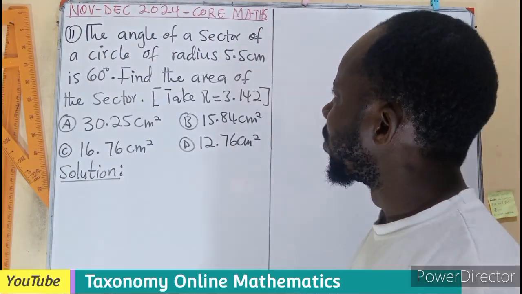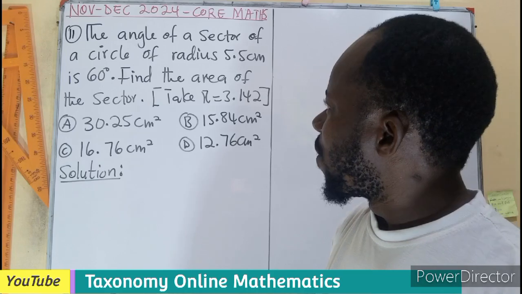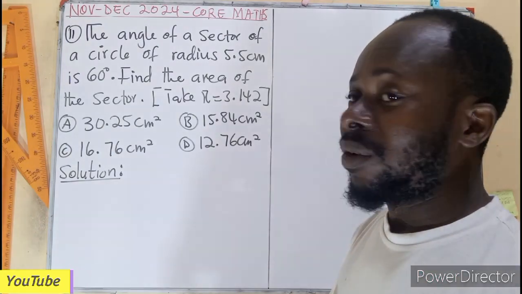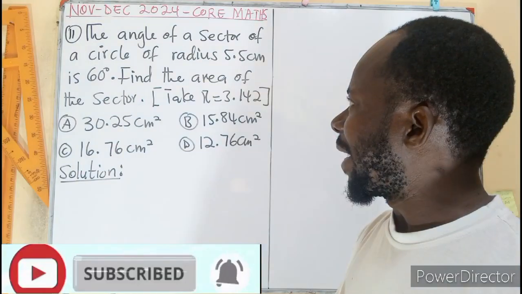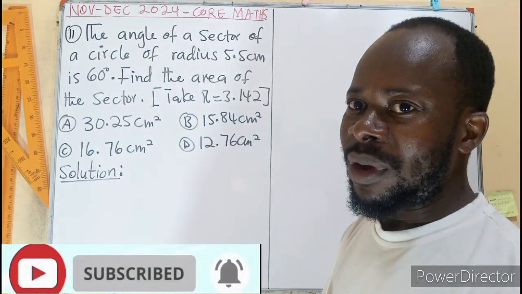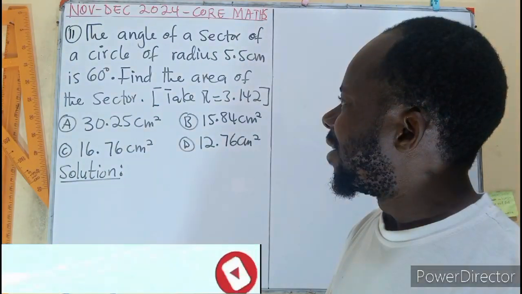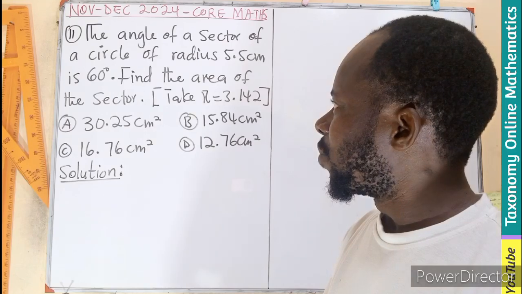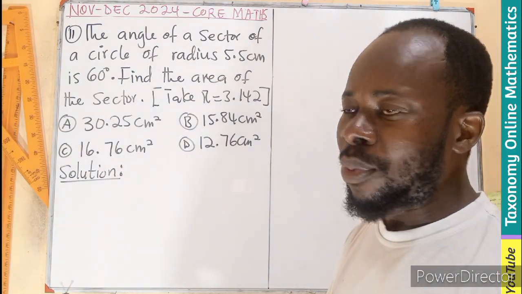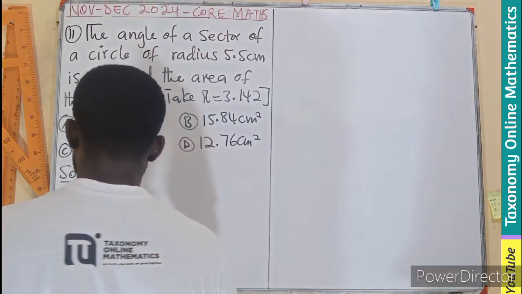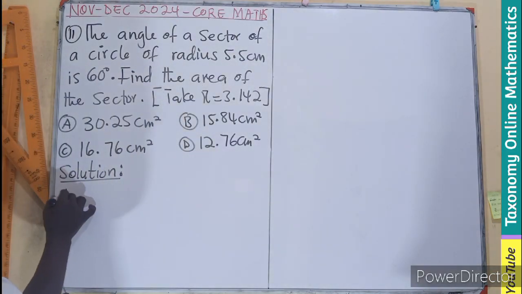A question on the area of a sector, NOV-DEC 2024 Core Mathematics. The angle of a sector of a circle of radius 5.5 centimeters is given as 60 degrees. We have to find the area of the sector, given that pi is 3.142.